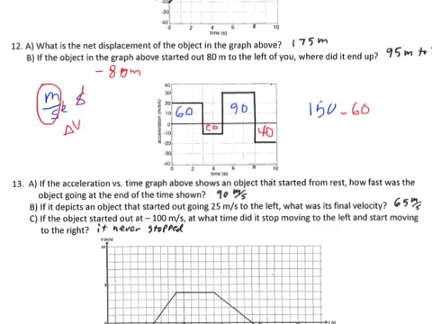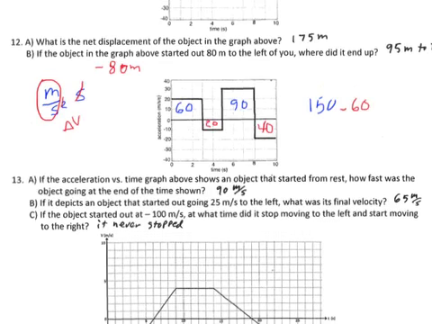If the object started off at negative 100, at what time did it stop moving to the left? I'm sorry, I didn't mean it to work out this way. But if I take negative 100 and I add 90 to it, I'm still going this way at negative 10. So it never stopped. I wanted it to stop somewhere in here, but I messed that up. Sorry. Let's keep going.